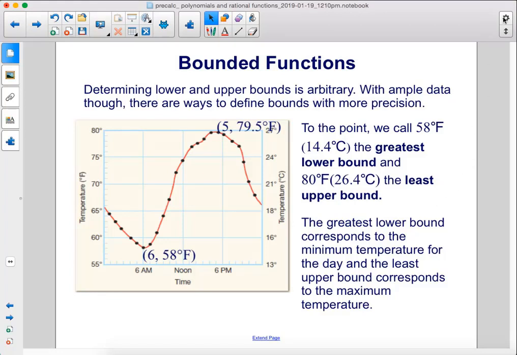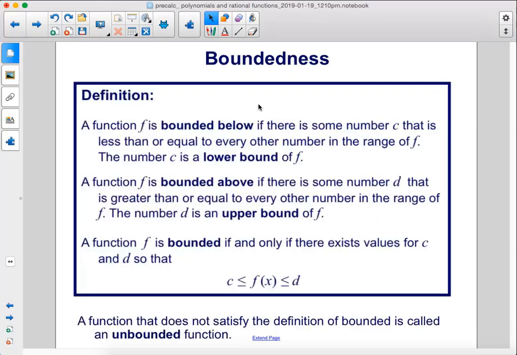A function f is bounded below if there is some number c that is less than or equal to every other number in the range of f. The number c is a lower bound of f. A function f is bounded above if there is some number d that is greater than or equal to every other number in the range of f. The number d is an upper bound of f.